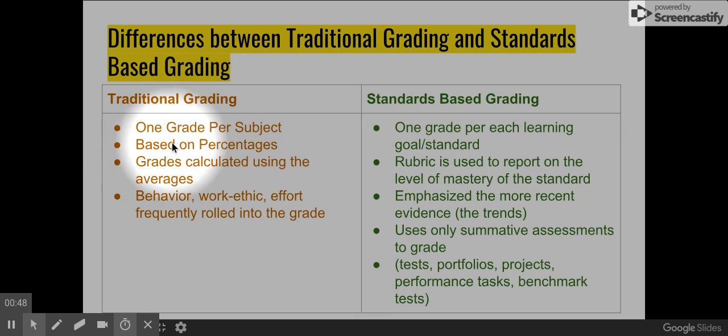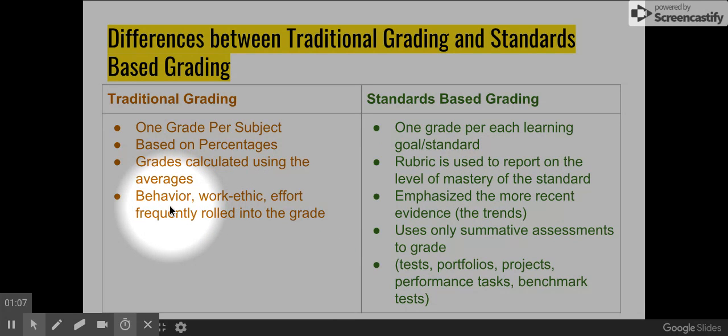In a traditional grading system, a teacher would base grades on percentages, calculating them using an average. In a standards-based grading system, we're going to use a 4-level rubric and emphasize what's happening more recently in the quarter. We're going to start looking at trends and how a student is performing with the standard most recently.